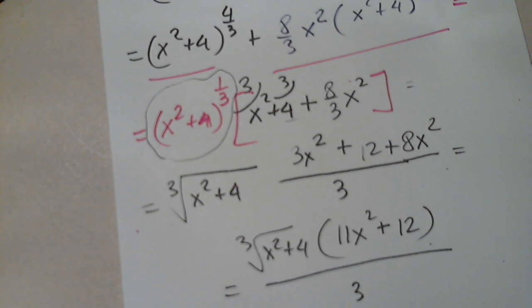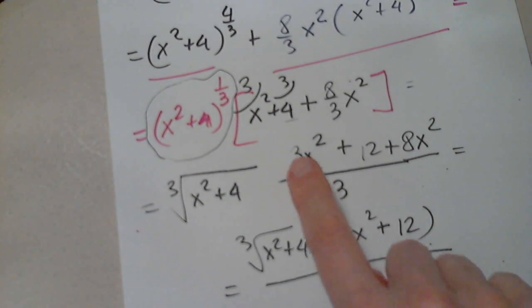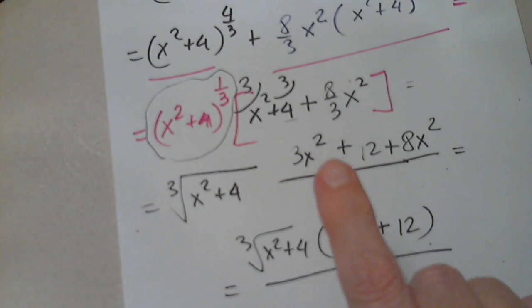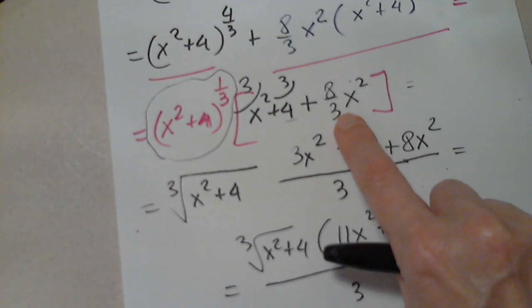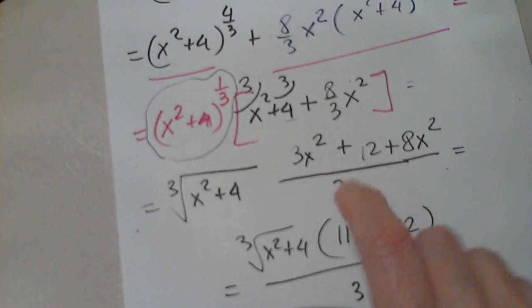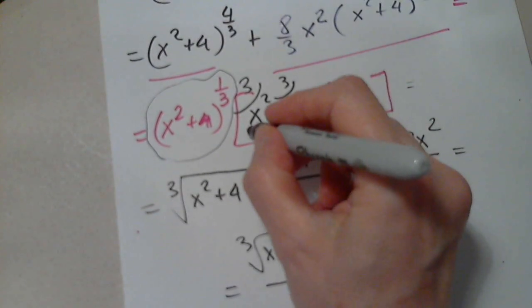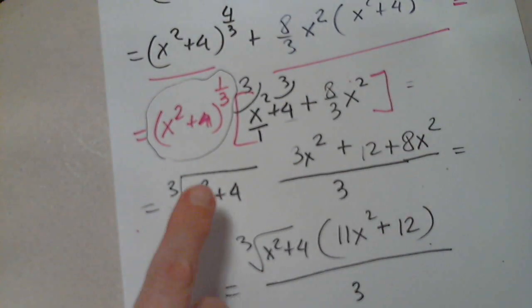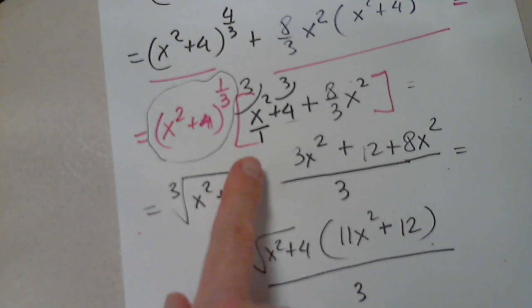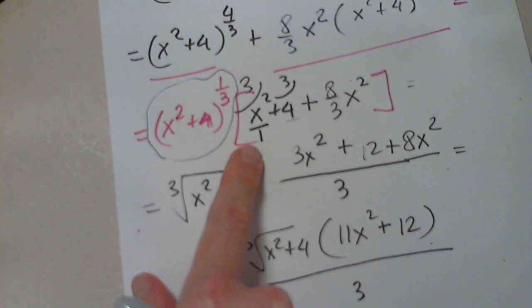Where do you get the 3 from? Up top, above the x. This one? Yeah, that right there. Perfect. The least common denominator is 3. The denominator of x squared is 1. How do I get from 1 to 3? I multiply the denominator by 3.